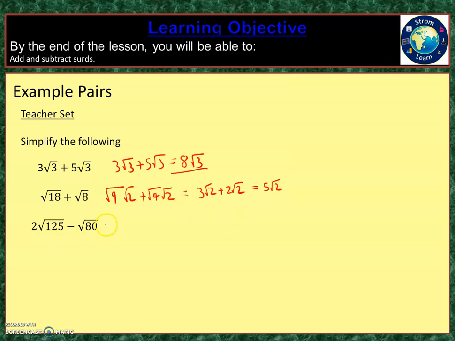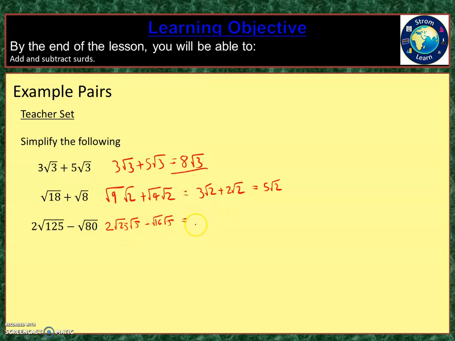And the final one is fairly similar again, so root 125 is root 25 root 5. Root 80 is root 16 root 5. And when you're simplifying, if you can't easily spot your square numbers, which are the factors, once you've found one, it's relatively easy to find the other because you're looking for a common surd to be left at the end.